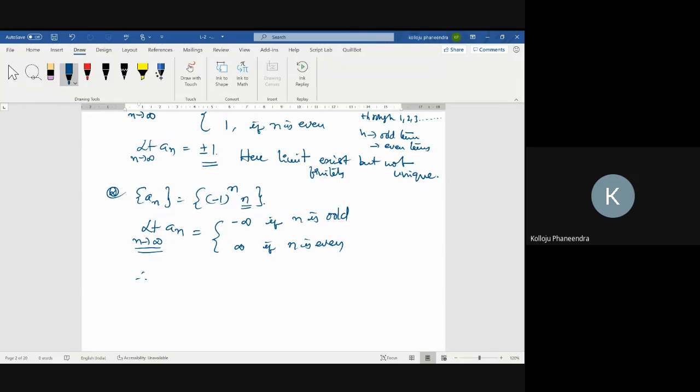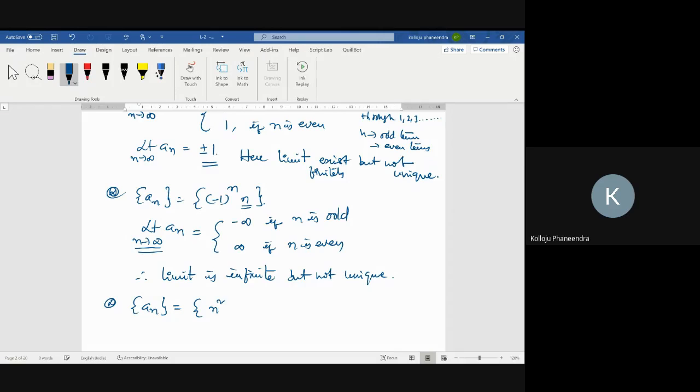Here, the limit is infinite. The limit is infinite but not unique. Same logic. Let us take one infinity limit but unique.